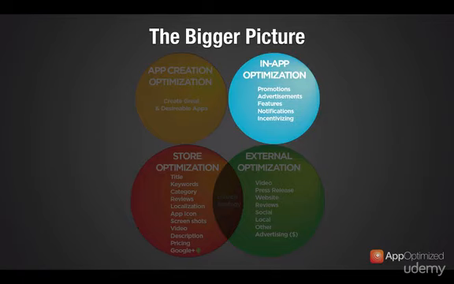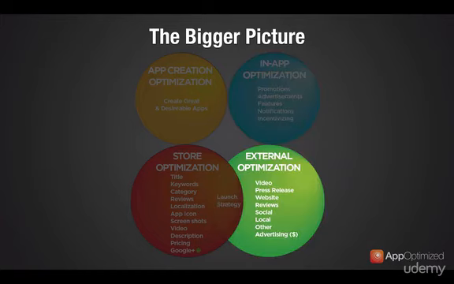Then there's also in-app optimization. Inside an app, you may have certain promotions or advertisements, certain features you could add in, or notifications, or a way that you can incentivize people to do something. And all of those help with your app marketing efforts. So that's another aspect of this app creation.